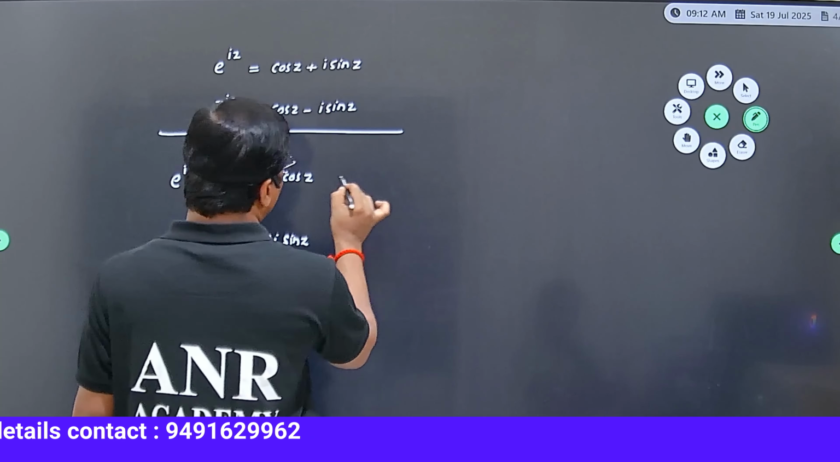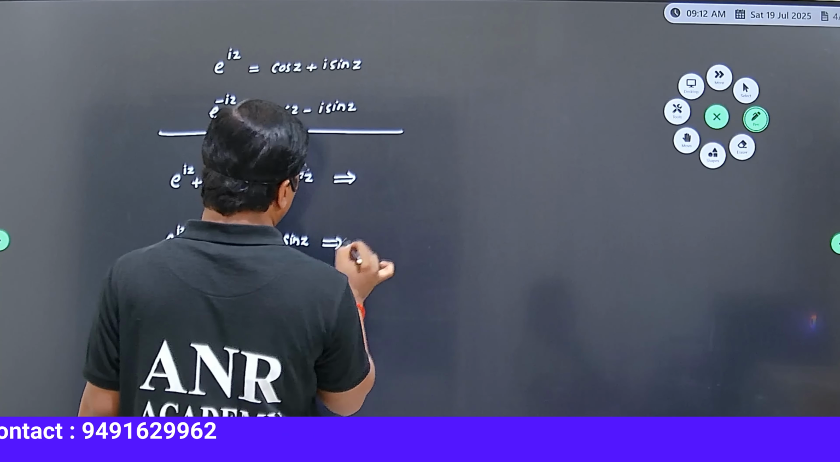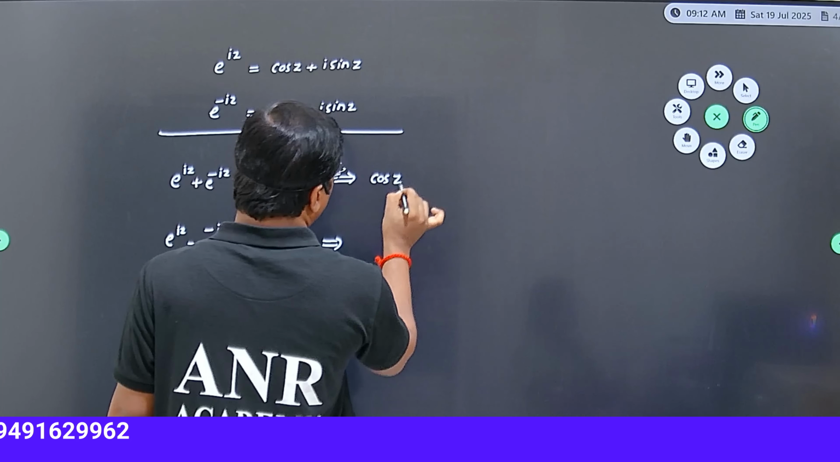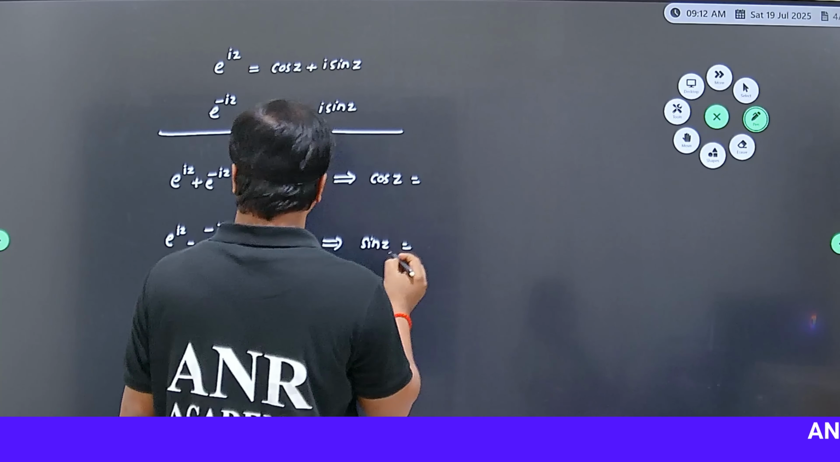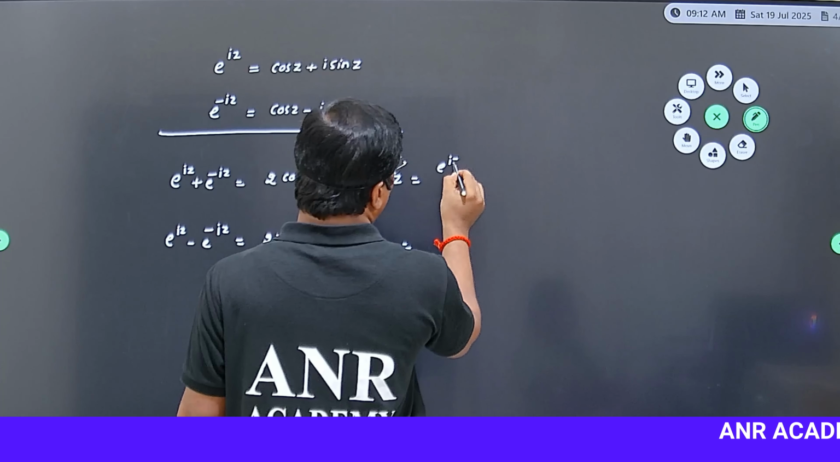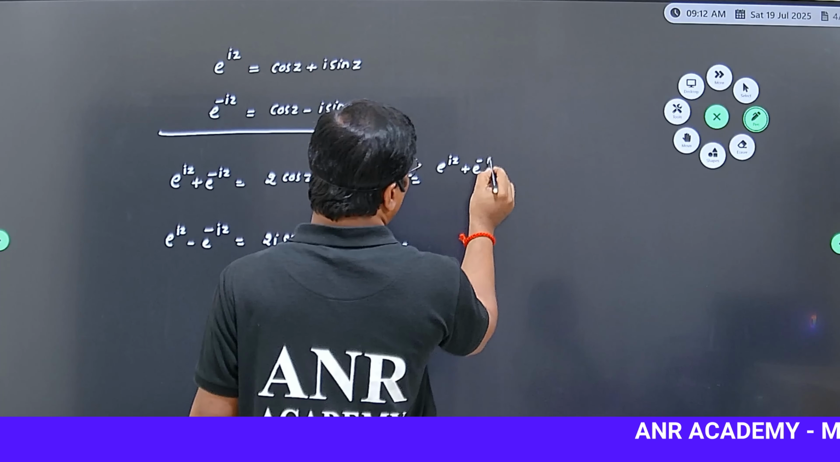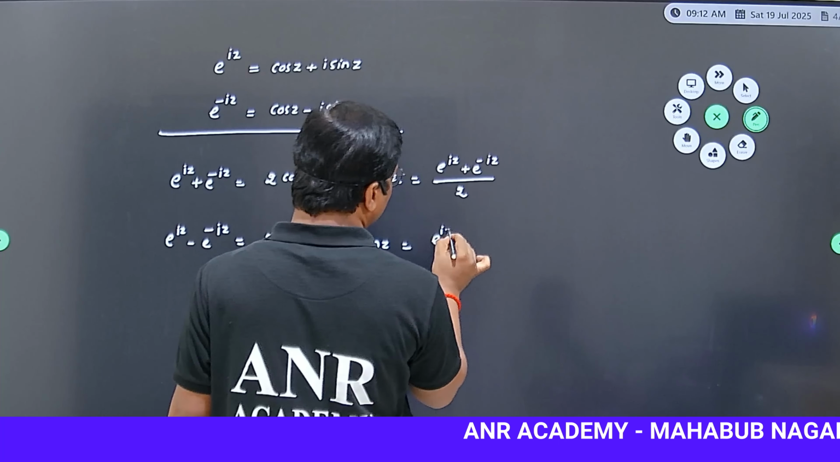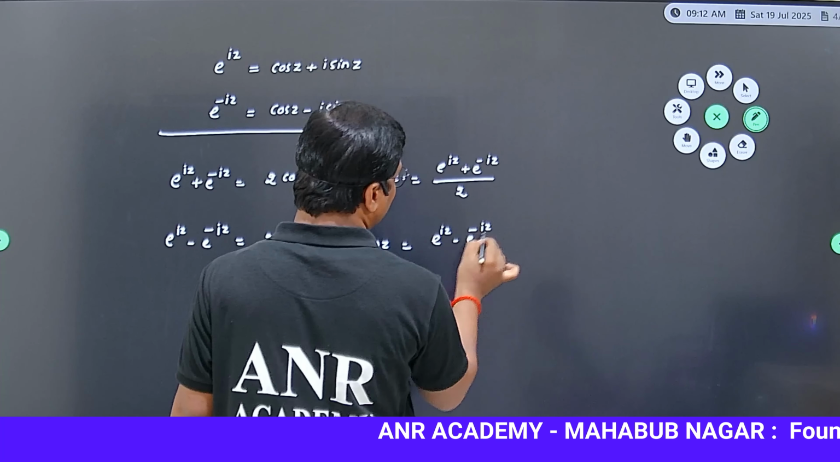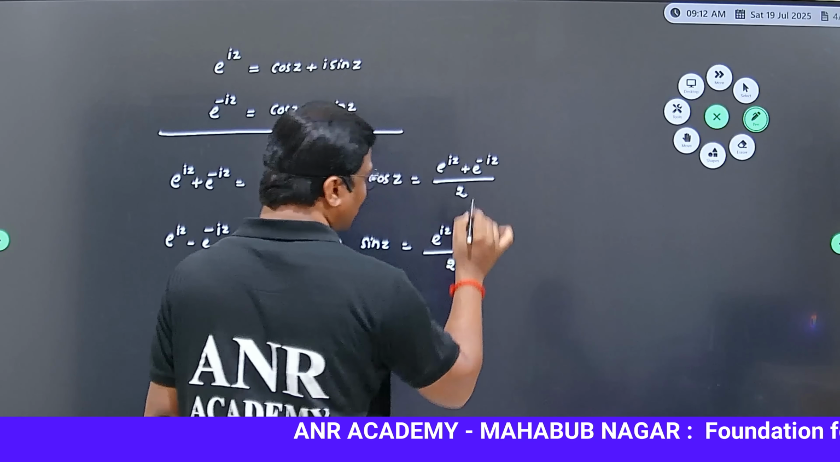And from these two, I can write cosine z, sin z values. Cosine z is clearly e power iz plus e power minus iz whole divided by 2, and sin z written as e power iz minus e power minus iz whole divided by 2i.